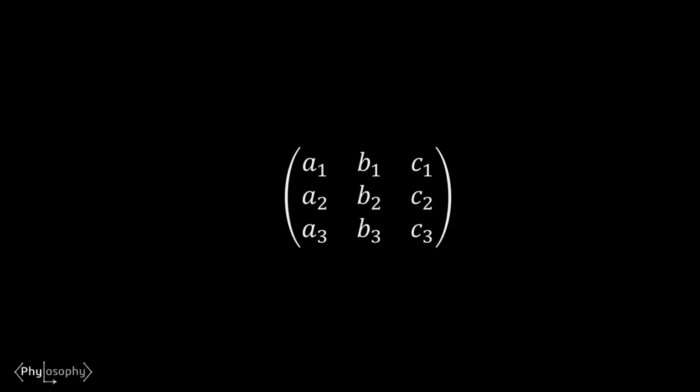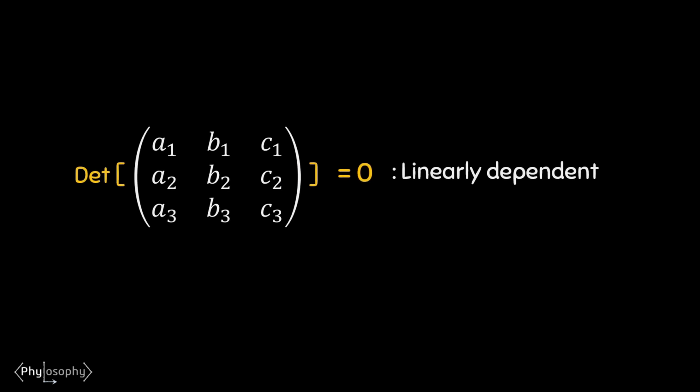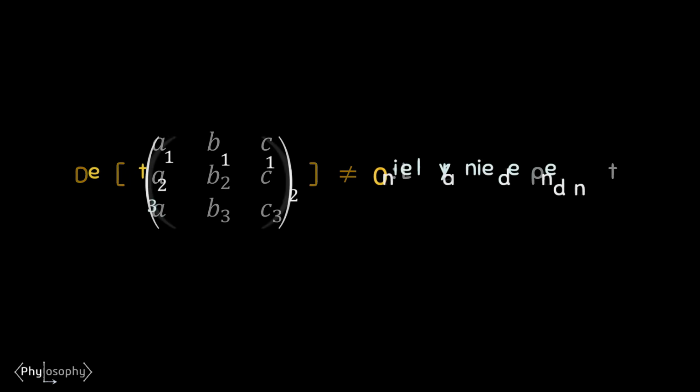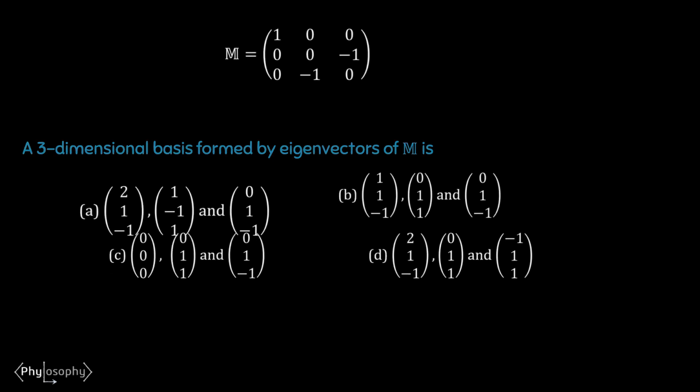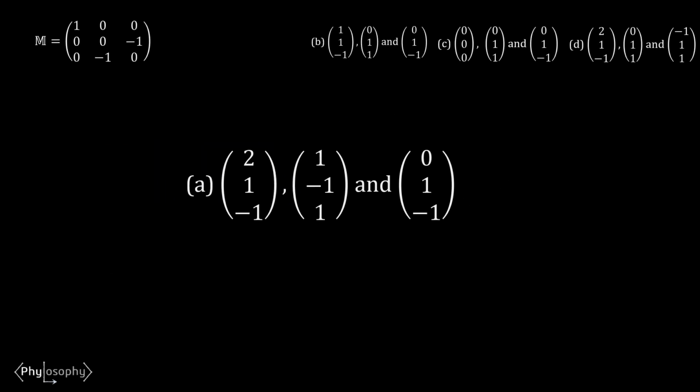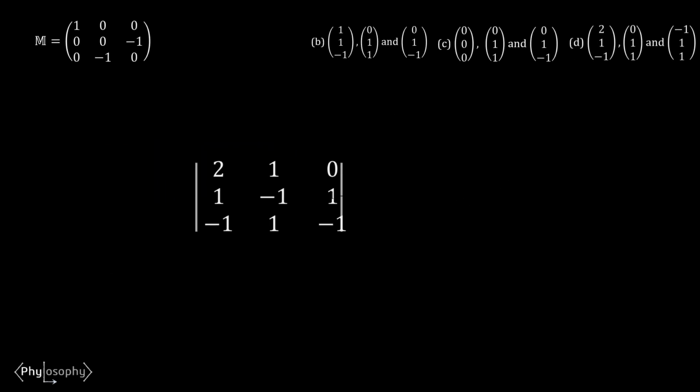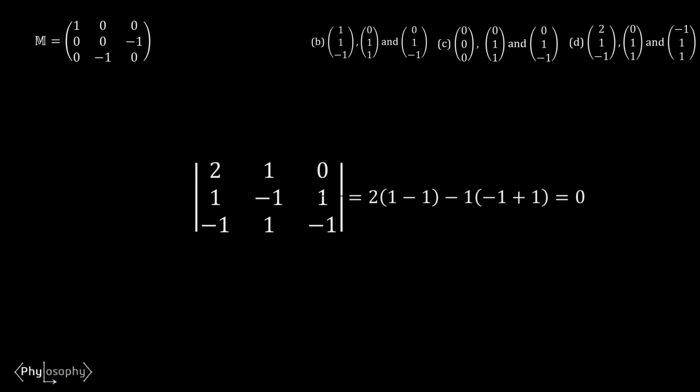Now if the determinant of this matrix is equal to 0, then we can say that the vectors are linearly dependent, and if it is not equal to 0, then we can say that the three column vectors are linearly independent. So now let's go back to our problem. First let us calculate the determinant of the matrix formed by the column vectors given in option A. If you calculate this determinant, you will find that it is 0. Therefore we can say that all the vectors given in option A are linearly dependent.